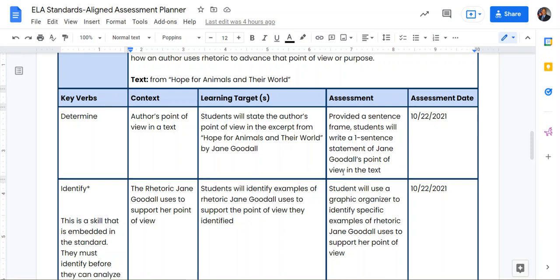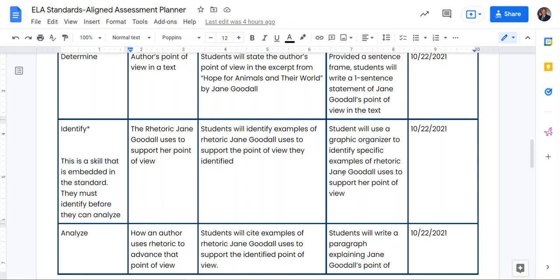So for our identify, as far as author's point of view, students will use a graphic organizer to identify specific examples of rhetoric Jane Goodall uses to support her point of view. So in this graphic organizer, I would have them identifying some rhetoric, probably identify what type of rhetorical device she's using, and then I would have them explain how this supports her point of view.